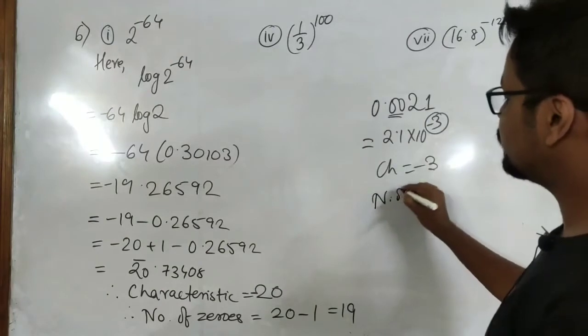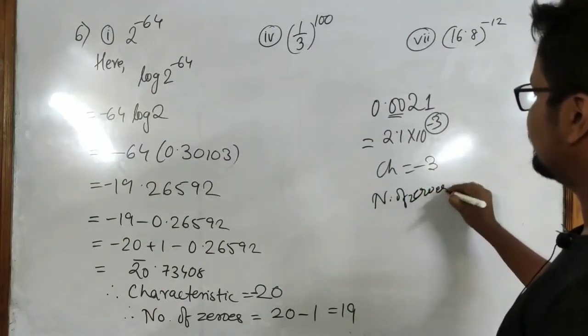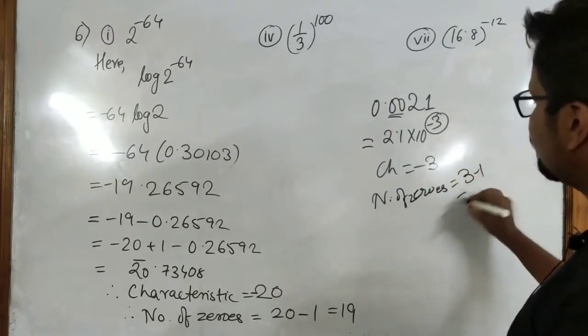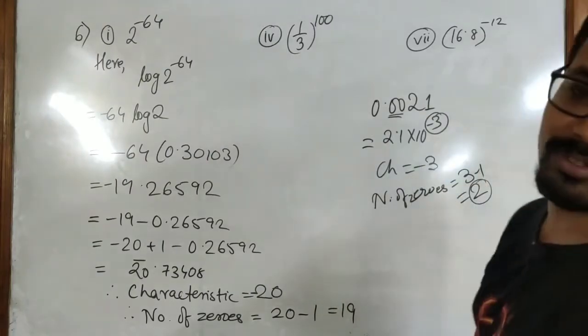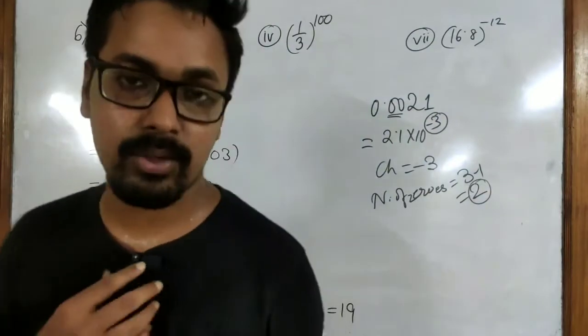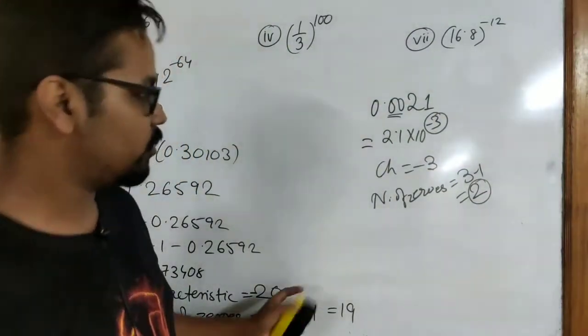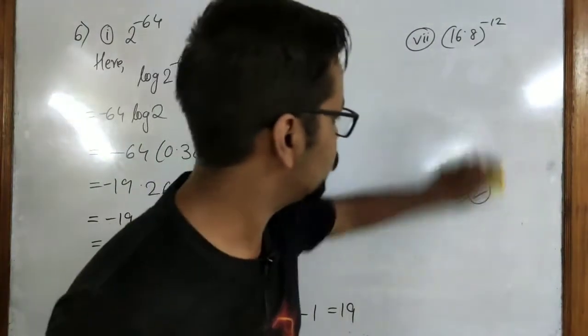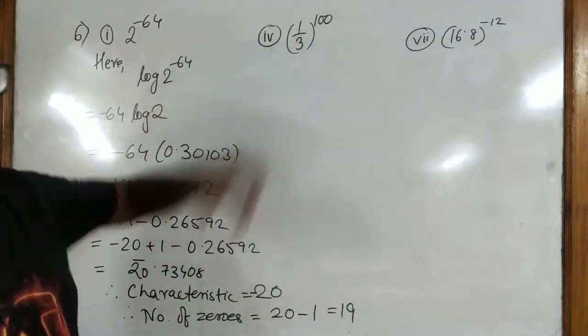So number of zeros is going to be, take this value, subtract 1 from it and you get 2. 2 is the number of zeros. So that's how you find out. That is the concept behind why we need to subtract 1 from this characteristic. Okay, I hope it is clear. Let's move on to the next one, which is 1 by 3 to the power 100.